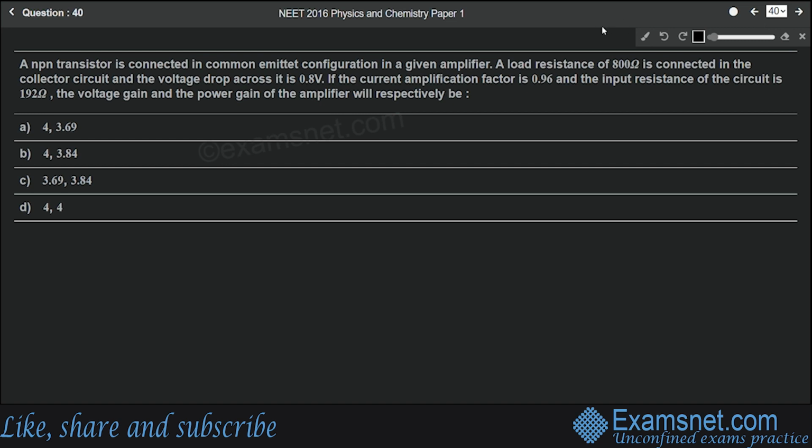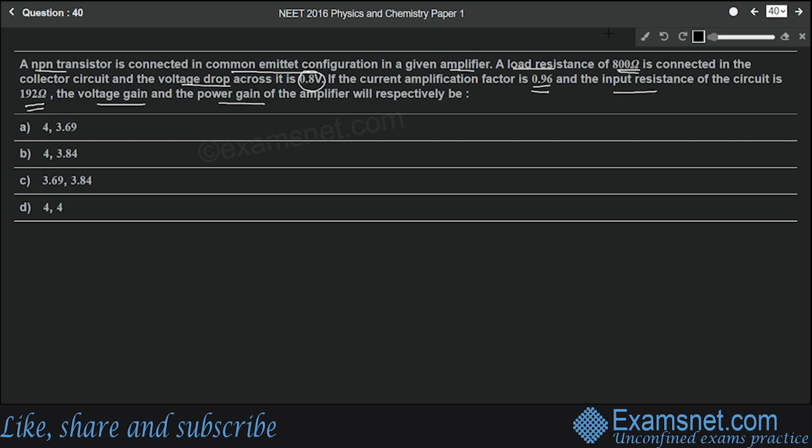Question number 40 is from the chapter Semiconductor Electronics and the question is: an NPN transistor is connected in common emitter configuration in a given amplifier. A load resistance of 800 ohm is connected in the collector circuit and the voltage drop across it is 0.8 volt. If the current amplification factor is 0.96 and the input resistance of the circuit is 192 ohm, then the voltage gain and power gain of the amplifier will respectively be.